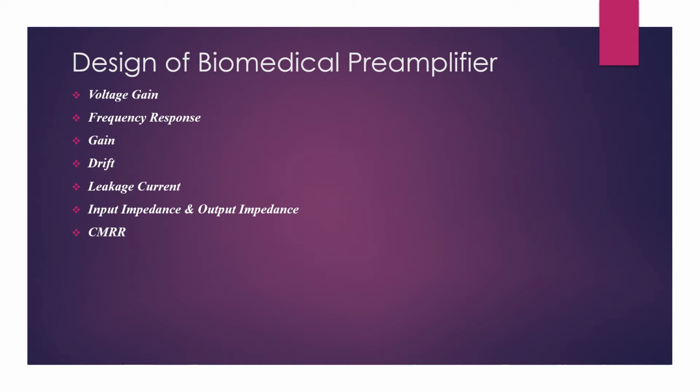The next one is the gain. The gain and frequency response should be uniform throughout the required bandwidth. The next is drift. There needs to be no drift in the amplifier. The leakage current should not be there because the biosignal should be transferred from the electrode to the input. Therefore, the input impedance and the output impedance should be as small as possible. Because the input impedance of the amplifier is more than 100 megaohm in the case of ECG and 100 megaohm in the case of EEG preamplifiers.